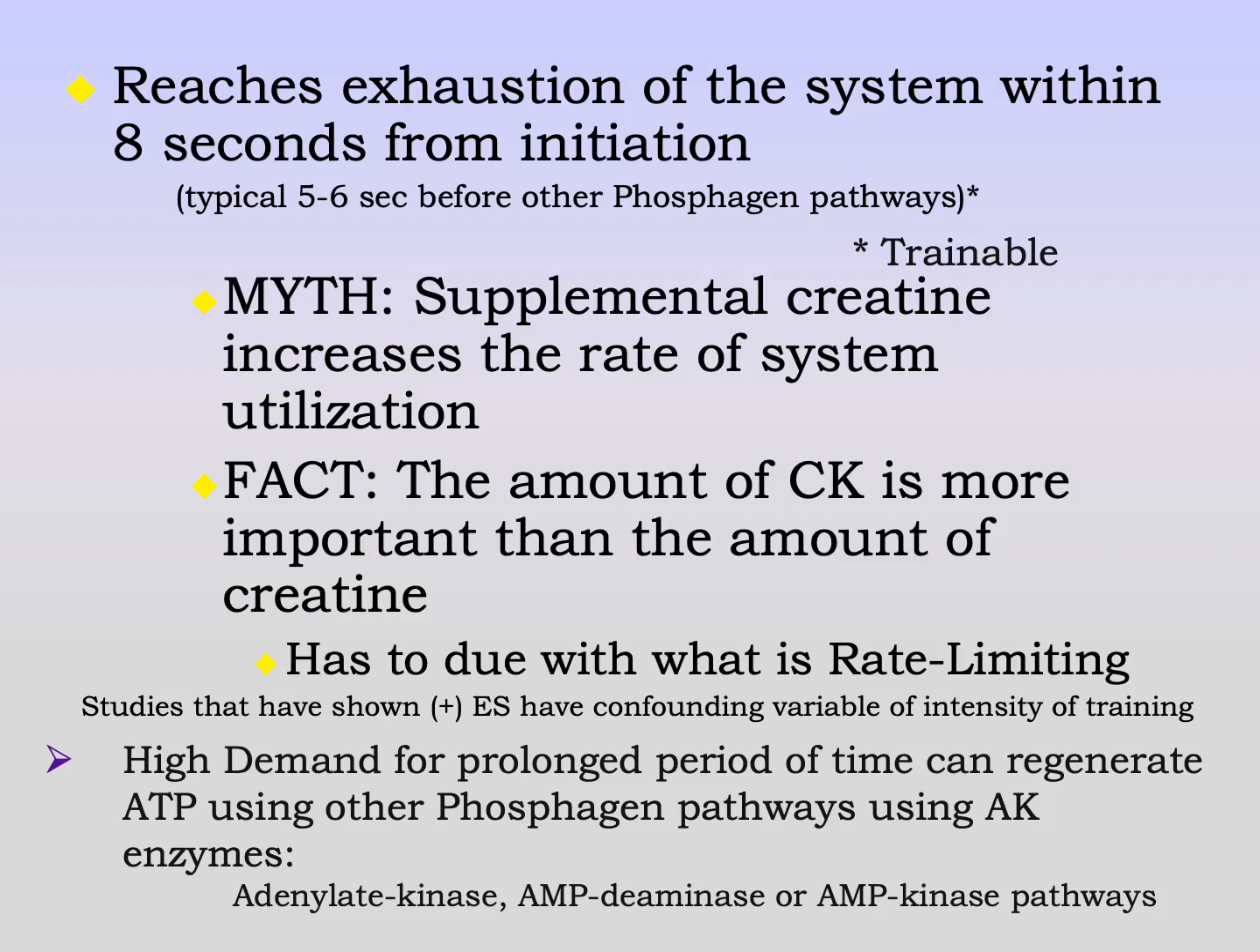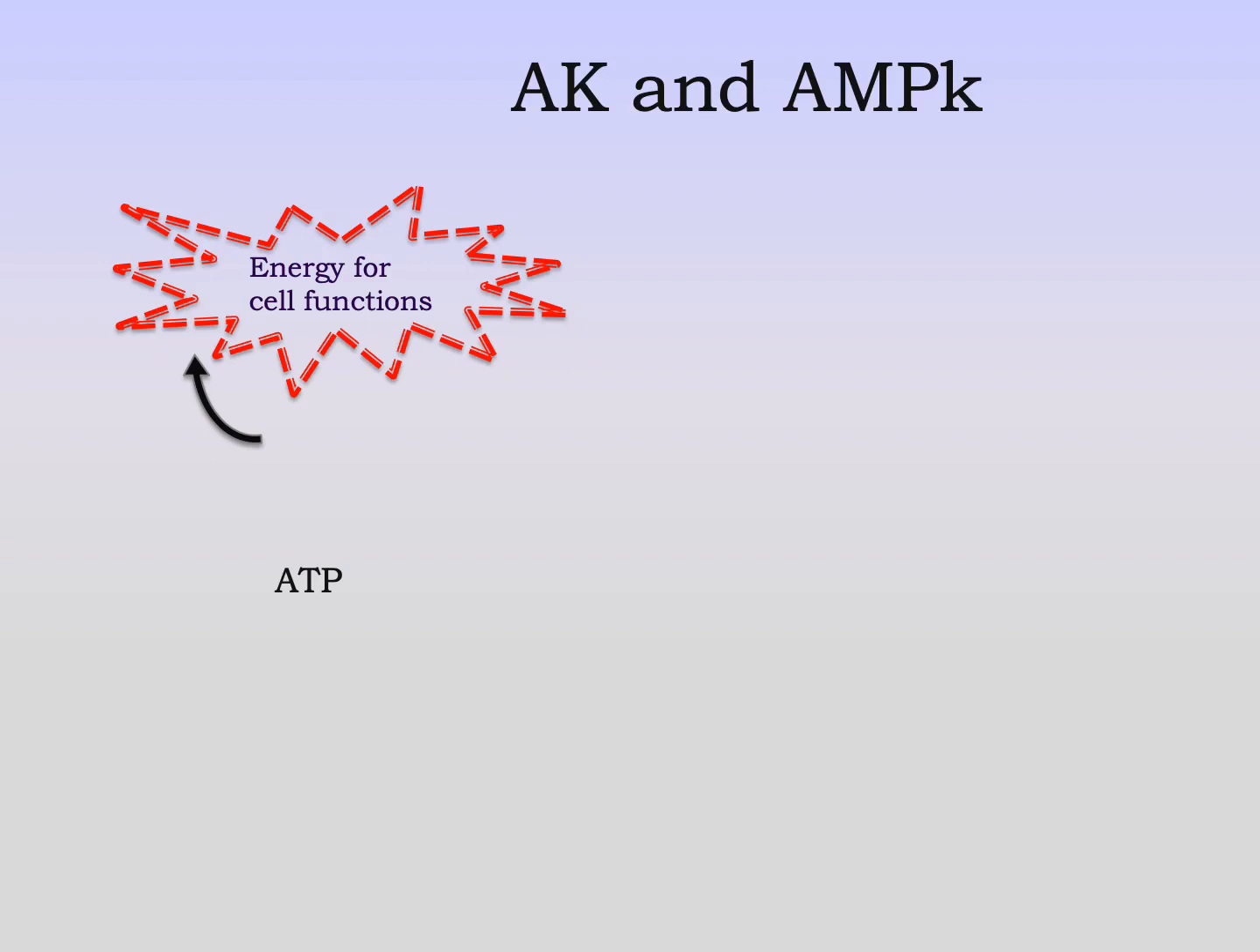With high demand, we can go ahead and prolong this activity. We can prolong this activity by switching into what's referred to as the AK and AMPK pathways. So we have the AMPK and AK pathway. Once again, we start with ATP being hydrolyzed to allow us to go about doing some cell functions, leaving us with ADP. ADP can interact with a secondary enzyme, AK, stripping a phosphate from another ADP, providing a phosphate to regenerate ATP, forming AMP.